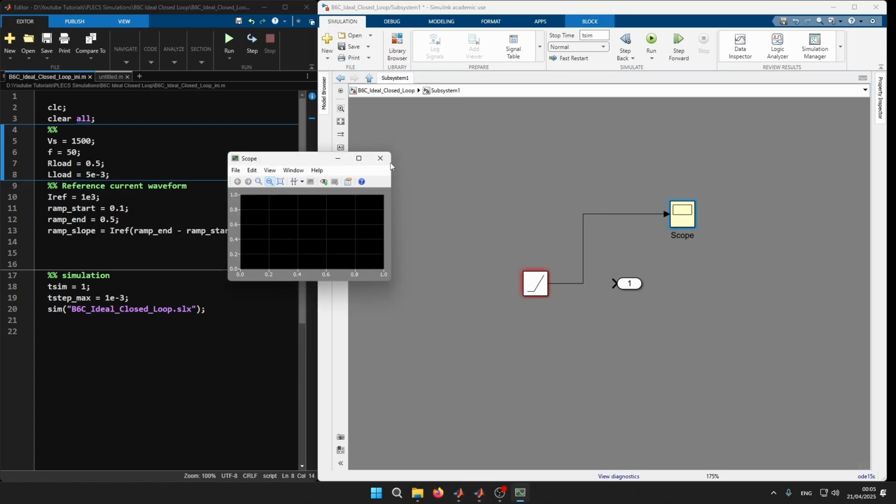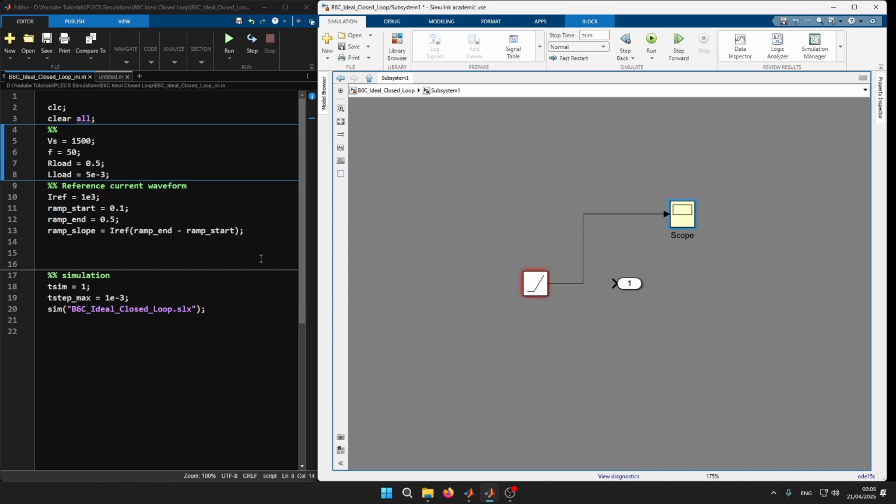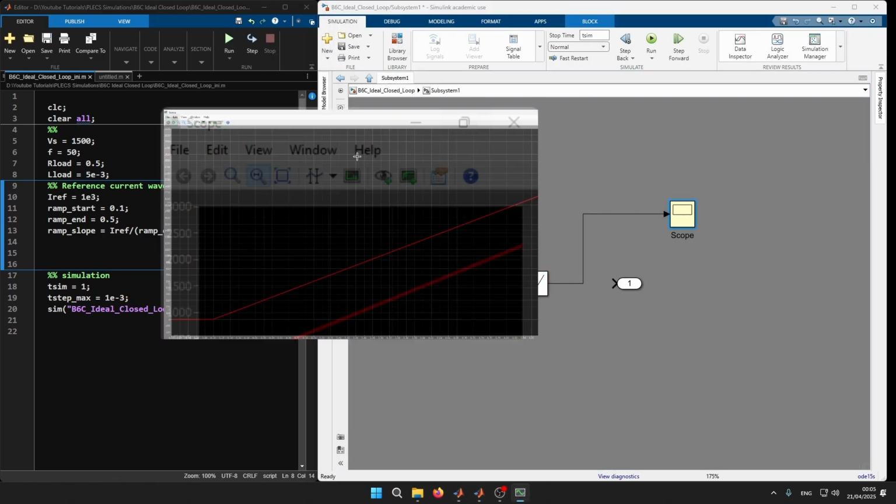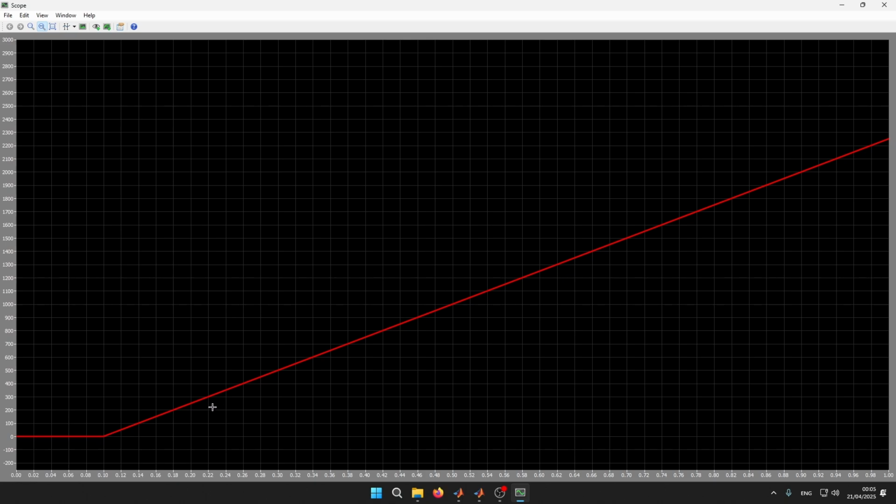And it's not coming up. So let's see where the problem is. It seems to be here. It should be a division. So once it's done, so you see the ramp starts at 0.1 as specified as the start time of the ramp, and then it increases with the rate.